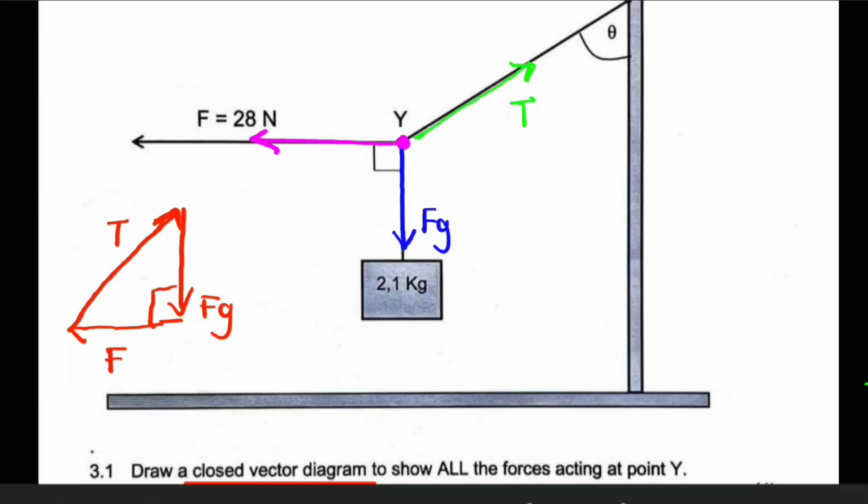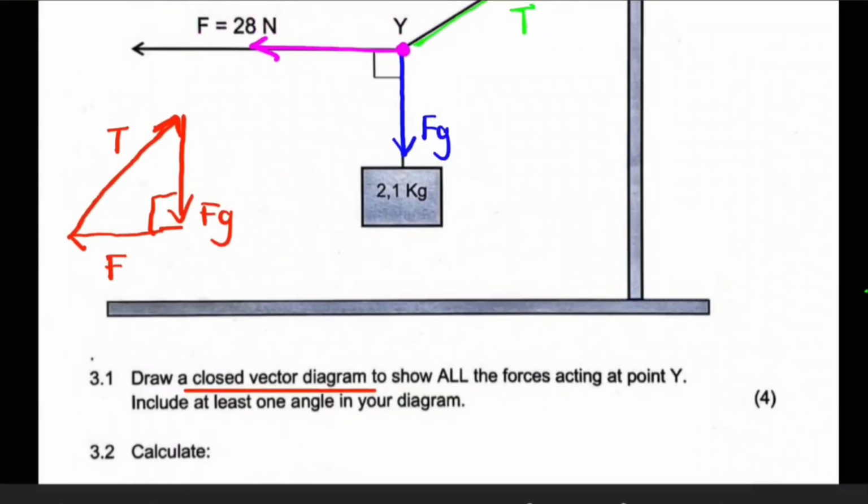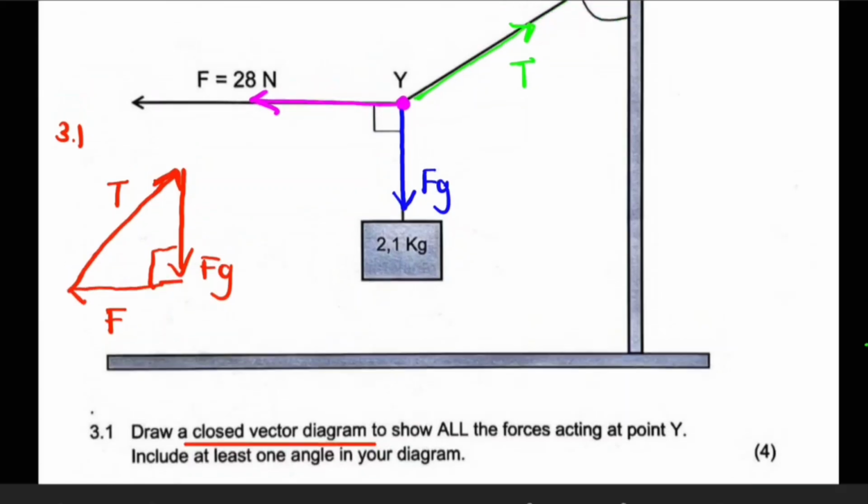And they asked you to include at least one angle. Your 90 degrees can count as an angle. The reason why this is 4 marks is because you have 1 mark allocated to each vector that you've drawn and 1 mark allocated to the angle.